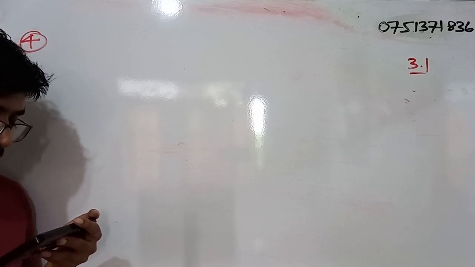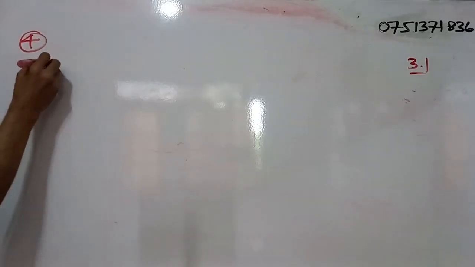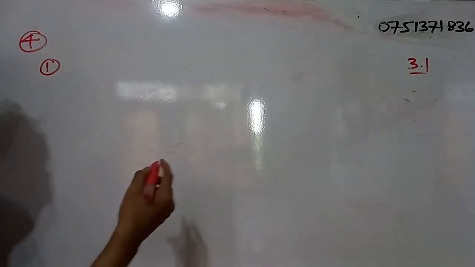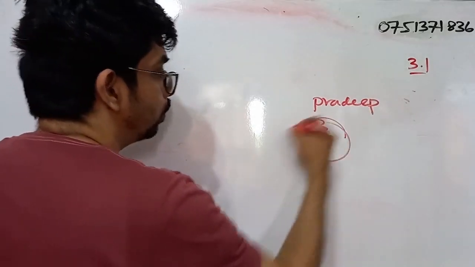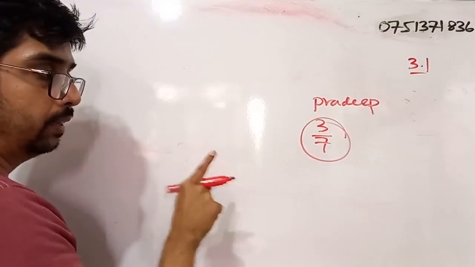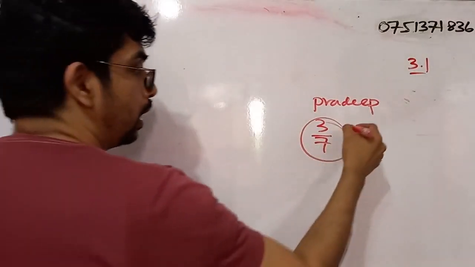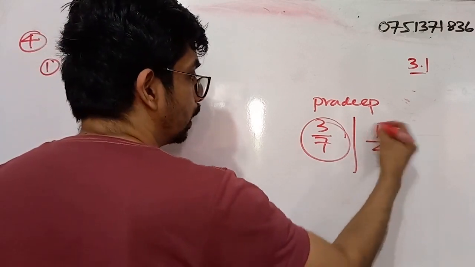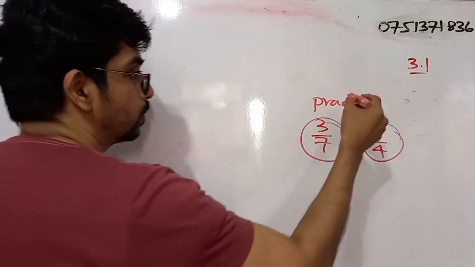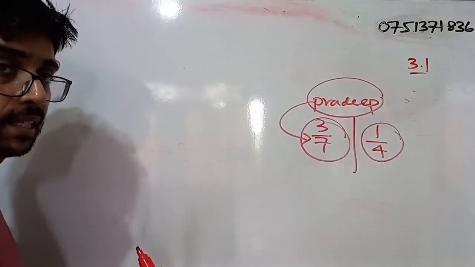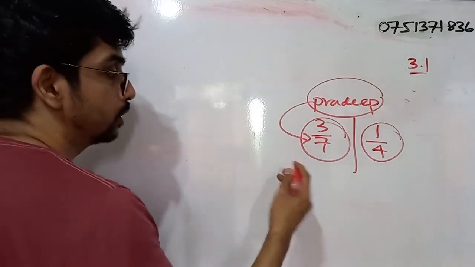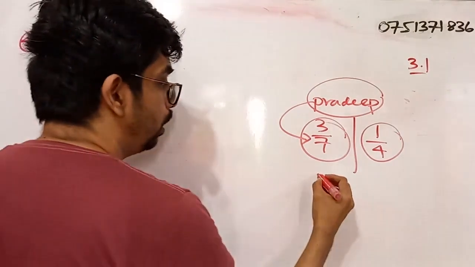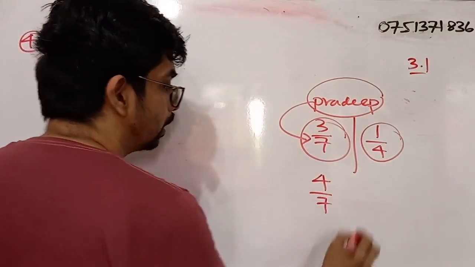So the first part: what fraction of the total plot of land did Pradeep buy? In the question it says that Pradeep owned 3/7 of the land, no? Right? So he owned this amount. Then what did he do? He bought another quarter. So just imagine, Pradeep owned 3/7 of the land. Then what will be the remaining amount of the land? The lands are next to each other, no? So the remaining amount will be what? 4 by 7.